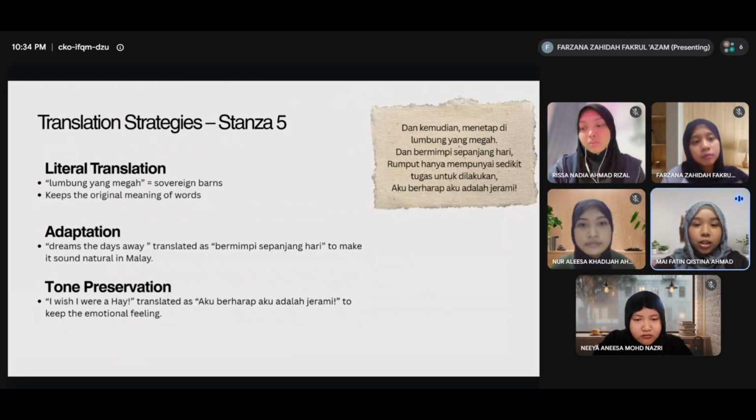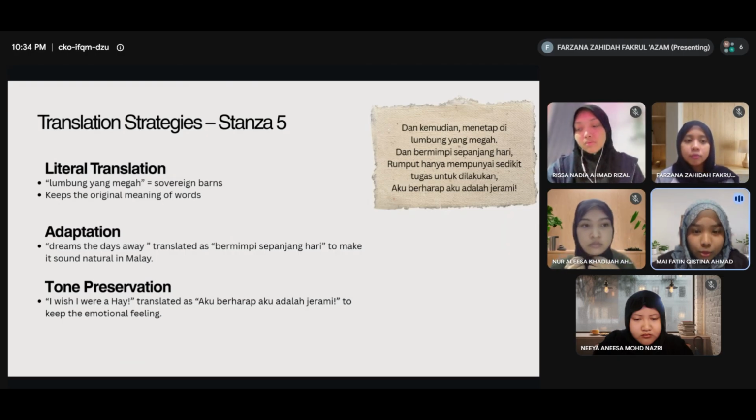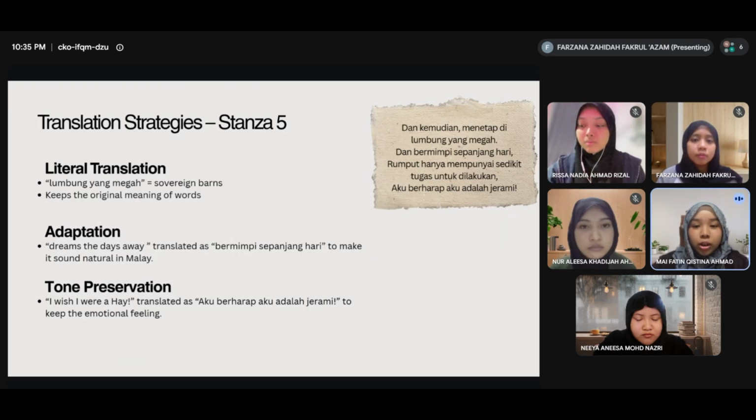First, I use literal translation for some parts. For example, "lumbung yang megah" comes from "sovereign barns." I have translated it directly to keep the original meaning, but I have also adjusted it slightly so it sounds natural in Malay. It still shows a big or grand barn where the grass or hay stays peacefully.